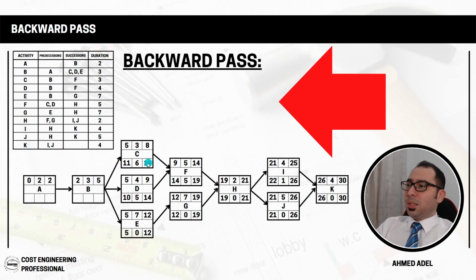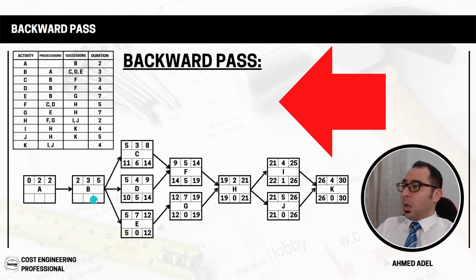And if I want to calculate the late start, again 14 minus the duration, it's 11. 14 minus 4, that's 10. 12 minus 7, that's 5, to calculate these three numbers. And the float is always this minus this, or this minus this. But how do I get this one? This one is the late finish minus the duration.